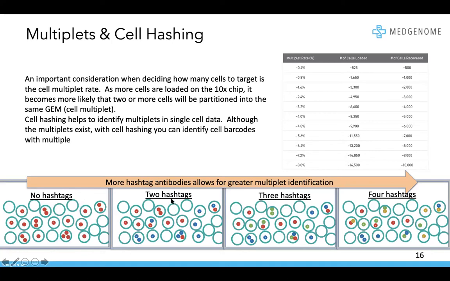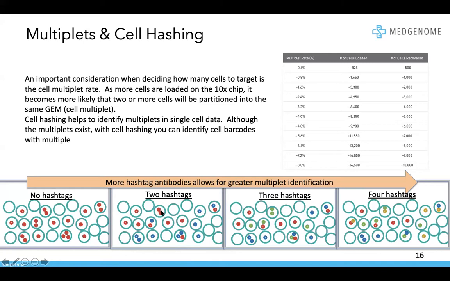Once you start cell hashing, and now you have two different samples that were pooled together, labeled with different antibody barcodes, you can then look for cells that have two different antibody barcodes in the same cell, and you'll immediately know that's a multiplet, and you can omit that from your data. So in this case, this cell could be omitted. You can omit this one, and also this one.